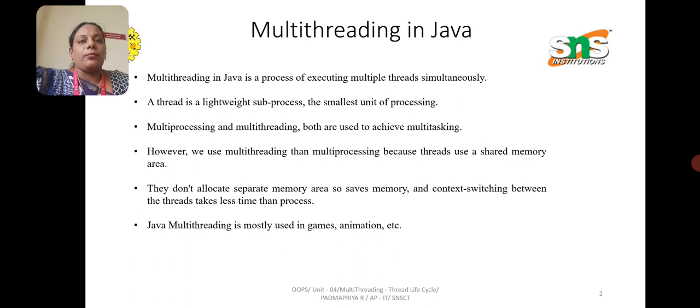Multiprocessing and multi-threading both are used to achieve multitasking. However, we use multi-threading rather than multiprocessing because threads use a shared memory area. They don't allocate separate memory area, so it saves memory, and context switching between the threads takes less time than between processes. Java multi-threading is mostly used in games, animation, etc.